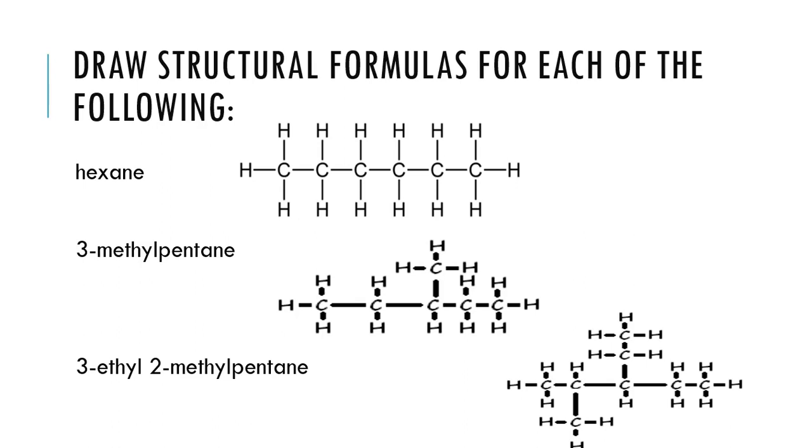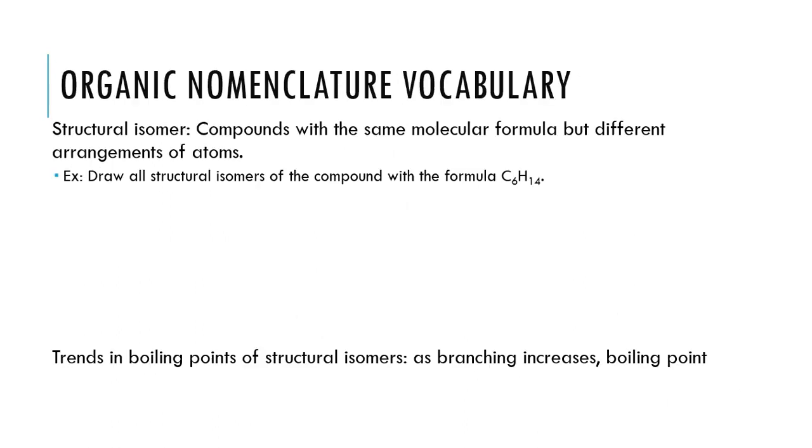The reason I wrote 3-ethyl first is that we normally alphabetize the substituent groups. It got a little cut off here, but you can see there are 5 carbons in a chain. That's pentane. On the second carbon, we have a methyl group, so a 1-carbon chain. And on the third carbon, we have an ethyl group, which is a 2-carbon chain.